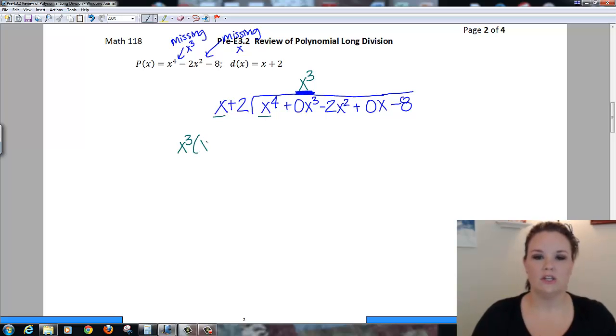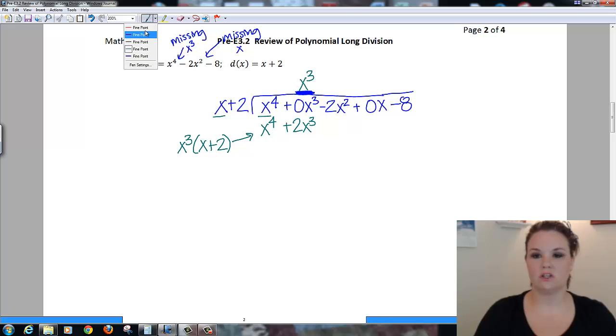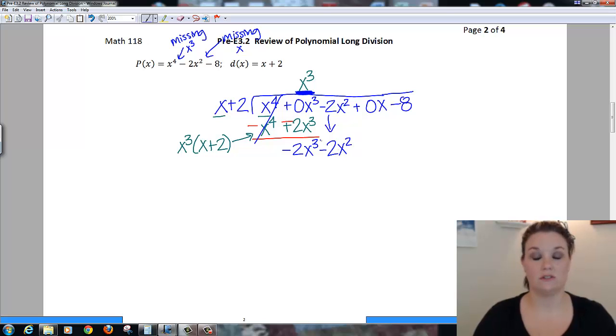So I'm going to do X cubed times my divisor, and I'm going to write it over here. Now on your homework, you don't have to write it out in this much detail, but I'm doing it just to help keep things clear. So X cubed times X plus 2: X cubed times X gives me X to the 4th, X cubed times 2 gives me 2X cubed. Then remember, I draw my line, change my signs. So my first 2 terms cancel, and 0 minus 2 leaves me with negative 2X cubed, and I bring down my next term, which is negative 2X squared, sorry. Then I start the process over again.